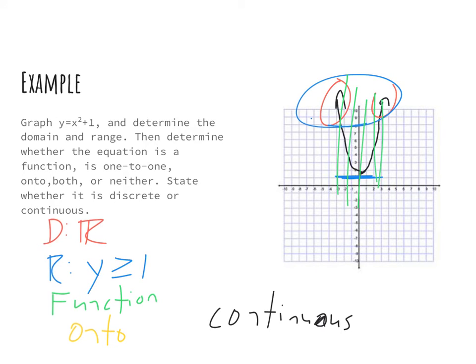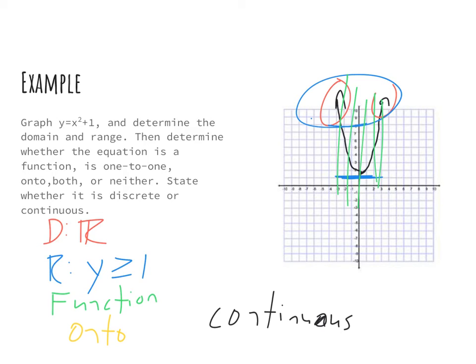Okay, so for my domain, it's going to be all real numbers because, again, I've got arrows going both to the left and to the right. For the range, I've got arrows going upwards, but I don't have any arrows going down. And you'll notice my graph, the lowest point is at 1. So my range would be y is greater than or equal to 1.